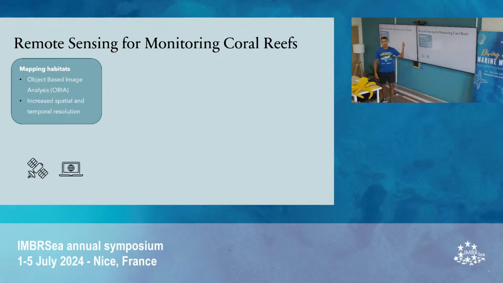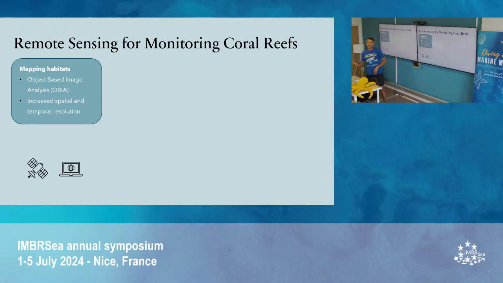So here's where remote sensing has become a huge tool. And this is because now we're able to map entire habitats, entire reefs using object-based image analysis, which is essentially a methodology that allows us to link field data with satellite imagery. So as I mentioned, this increases the spatial resolution. So now we can look at entire reef systems and even the systems that are close to each other.